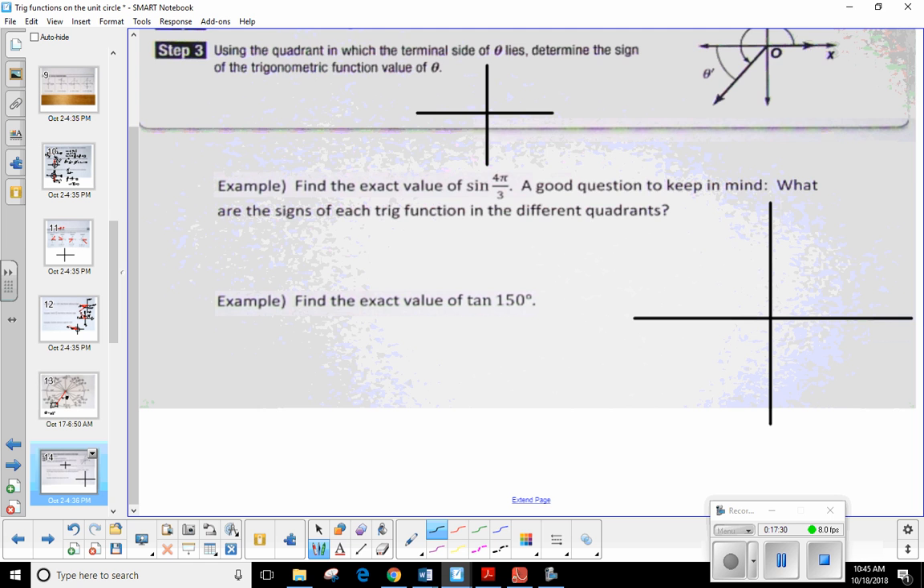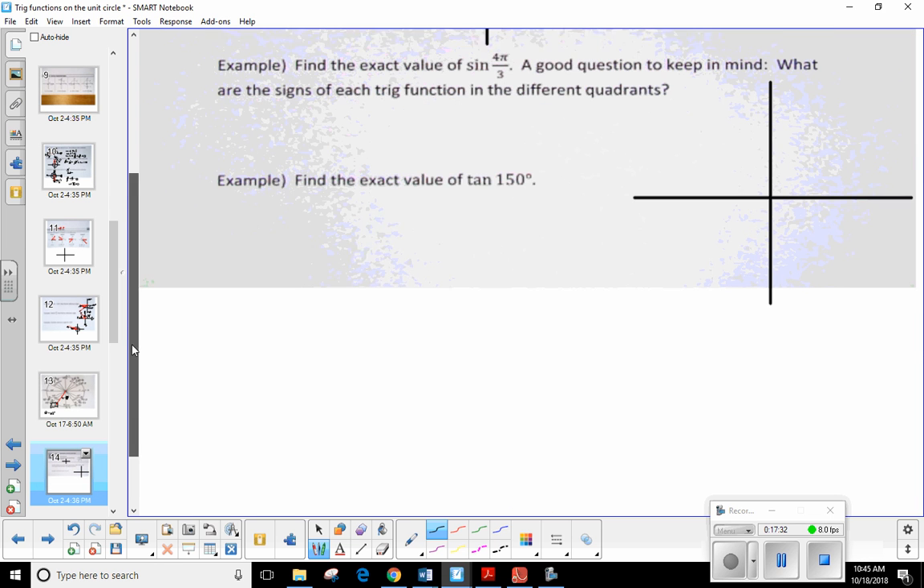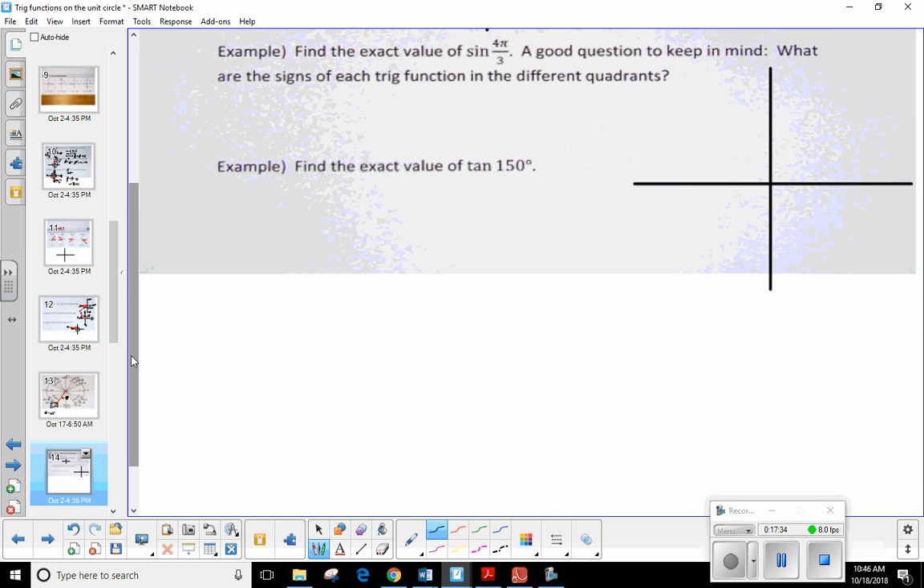Okay, tangent of 150. Okay, tangent of 150. So what quadrant is this going to put me in? 2. Okay, so we're going to rotate over 150 degrees. So let's say there's my terminal side. Okay. Now let's say we don't have a unit circle. Where he stops, I'm going to use that terminal side to create a right triangle. So what would his reference angle be?